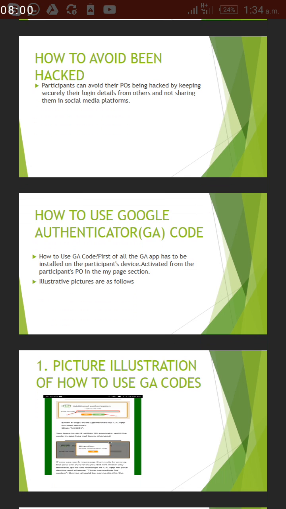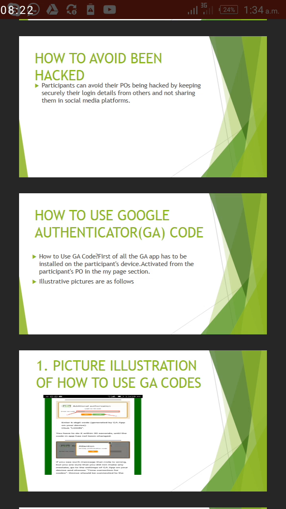So that's just it. Now, how to use the Google Authenticator. First of all, the Google Authenticator app has to be installed on the participant device. Secondly, it is activated for the participant from the particular PO in the My Page section.